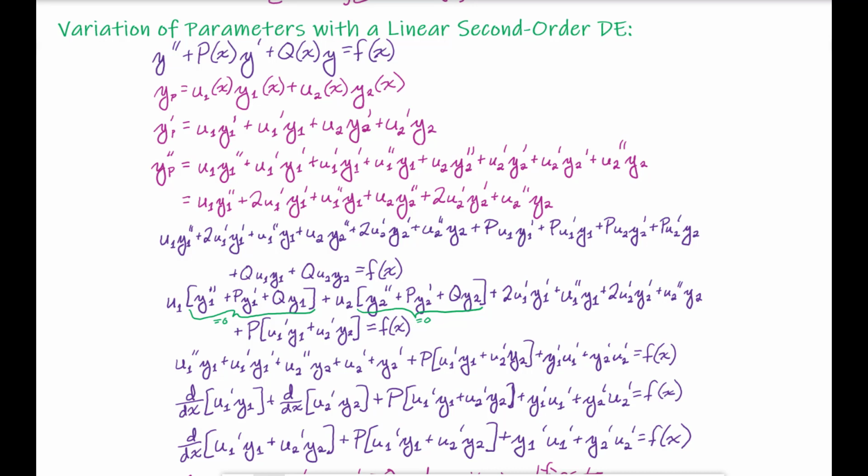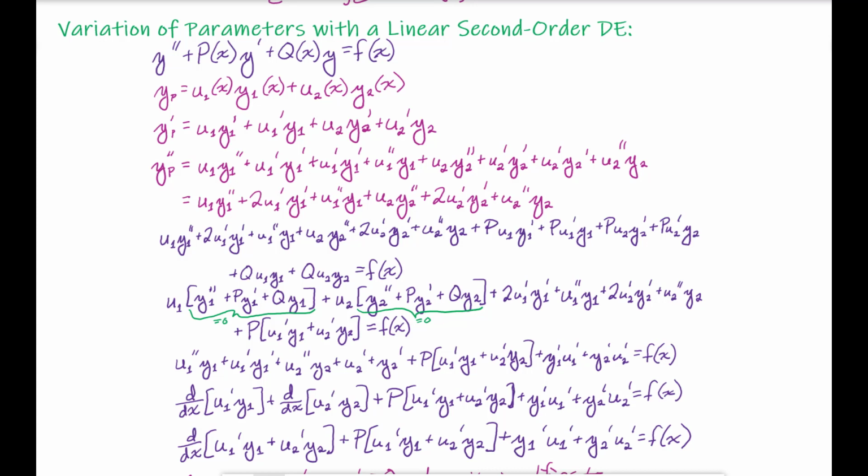In doing so, I get this incredibly long thing, and I can factor a u1 and a u2 out of parts of it. And when I do, I get u sub 1 times the quantity y1 double prime plus p y1 prime plus q y1. Well, we assumed that y1 is a solution to the homogeneous version of the differential equation, so that is all equal to 0. And it eliminates a decent chunk of terms for me there.